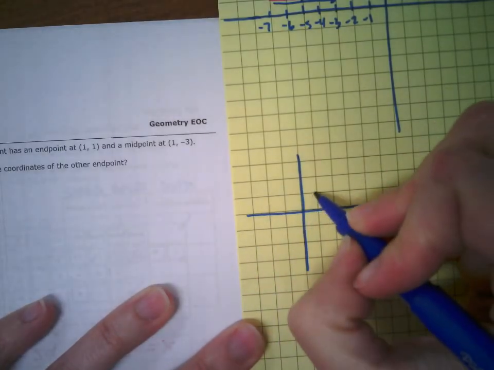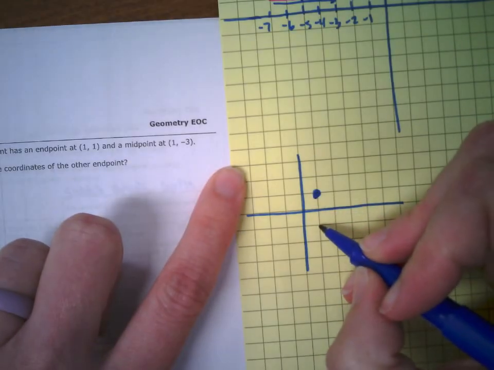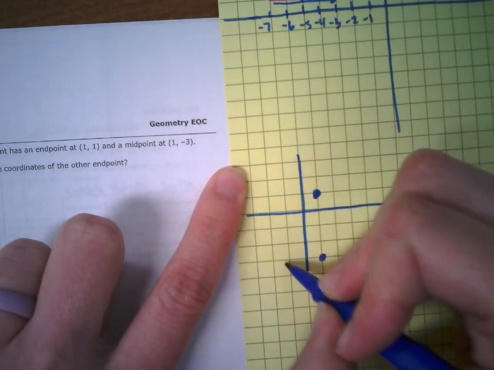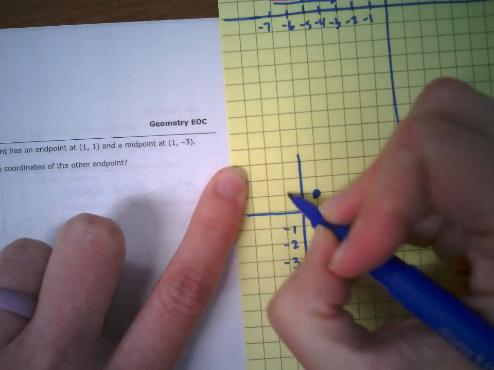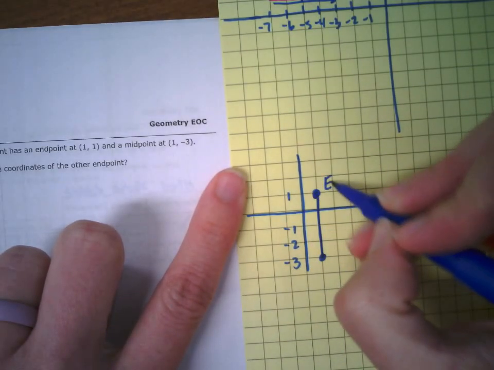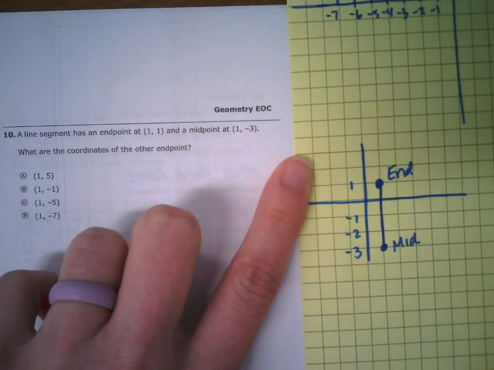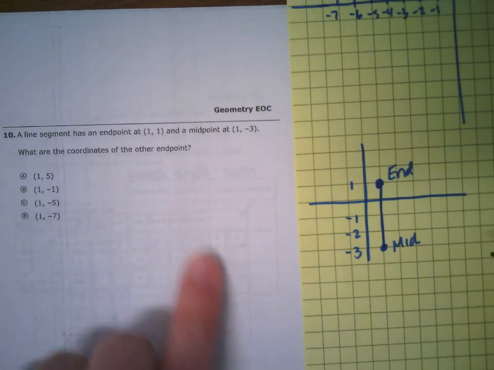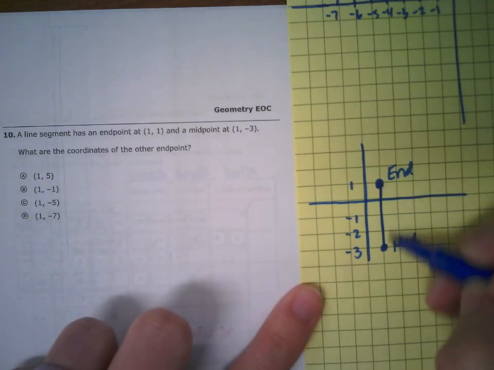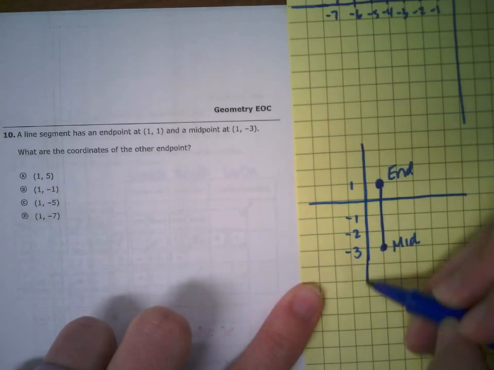We have (1, 1), which is right here, and (1, -3). So 1, 2, 3 here. -3, -2, 1, 1. This is our segment. This is an end, this is a midpoint, and we're trying to figure out what are the coordinates of the other endpoint. So if I'm traveling from this end to the middle, I'd have to travel the same distance to the other endpoint.